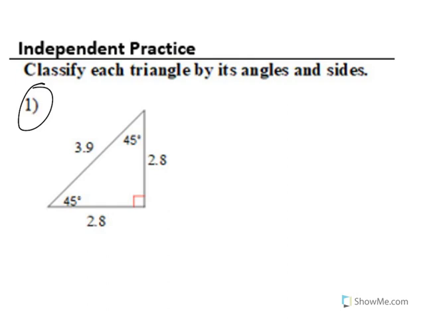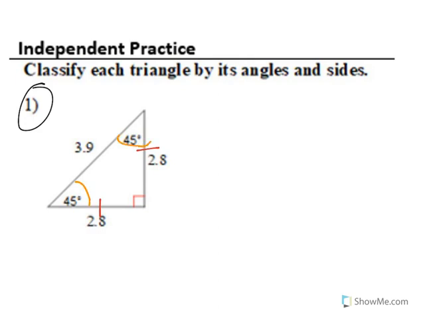On the ones that you're going to finish on your own, of course. So let's go ahead with number 1 here. Classify each triangle by its angles and sides. I'm looking here. I see 2.8 and 2.8. So I'm going to use my geometry terms. That means this little tick mark is telling me that those two sides are congruent.